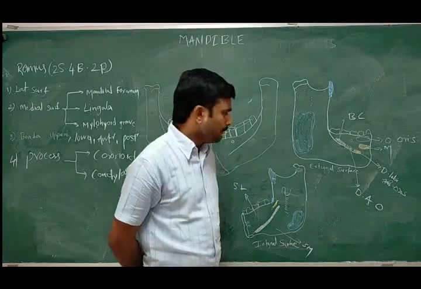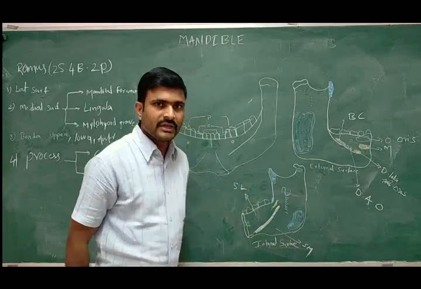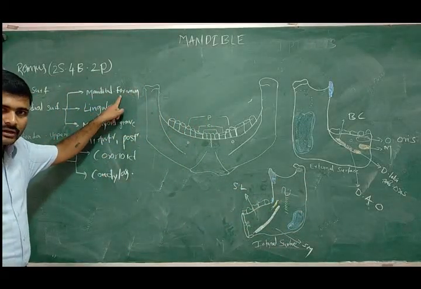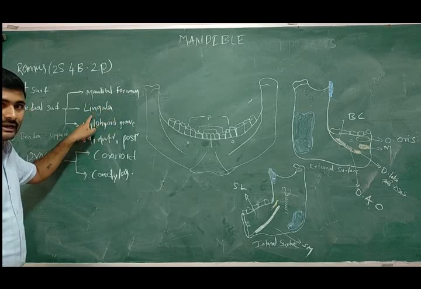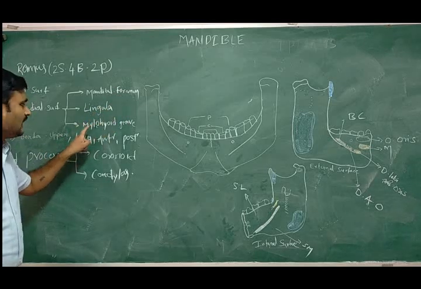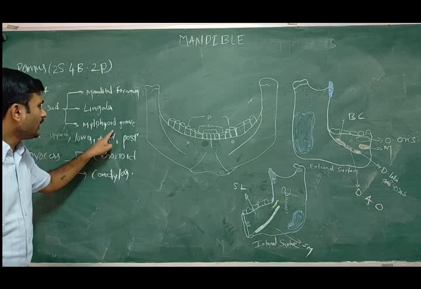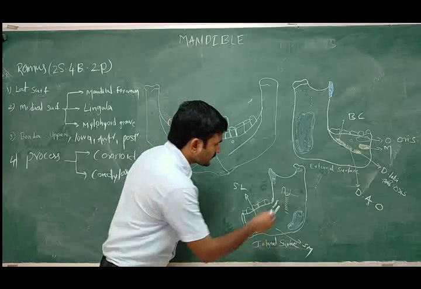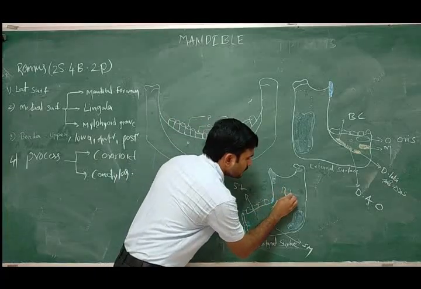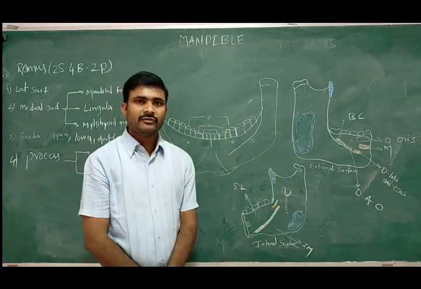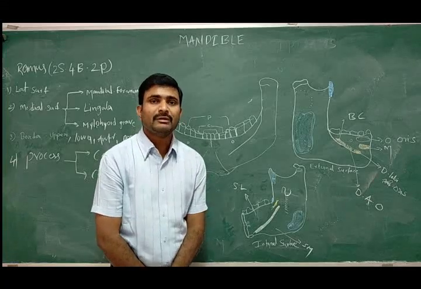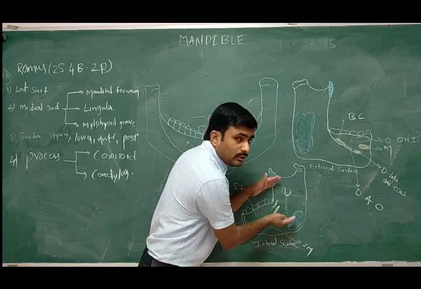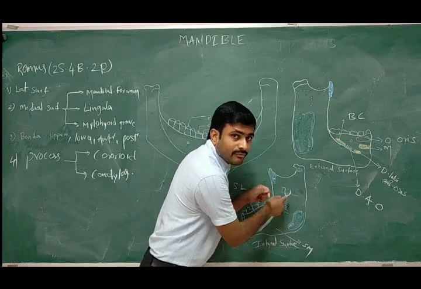And now come to the medial surface. This is the medial surface. In the medial surface, we are seeing the mandibular foramen, lingula and mylohyoid groove. See here, here is one foramen. That foramen is called the mandibular foramen. It is present in the center of the ramus of the mandible.